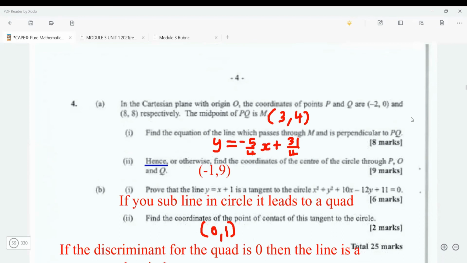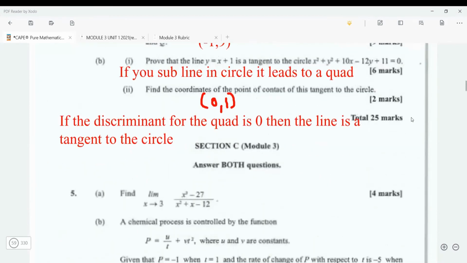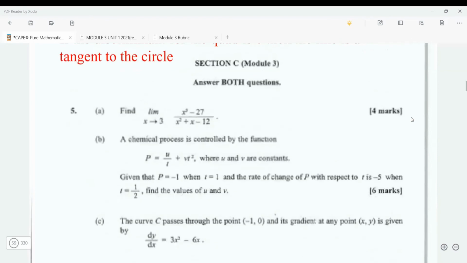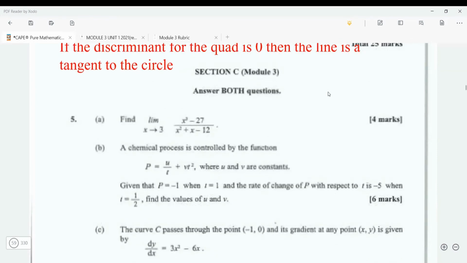Question 5. Where's question 5? Here it is, section 3. Section 3 says, answer both questions. We have limits and continuity. It says, find the limit as x approaches 3 of x cubed minus 27 over x cubed plus x minus 12. Let us do that.